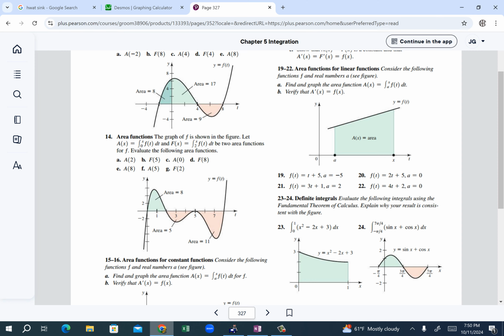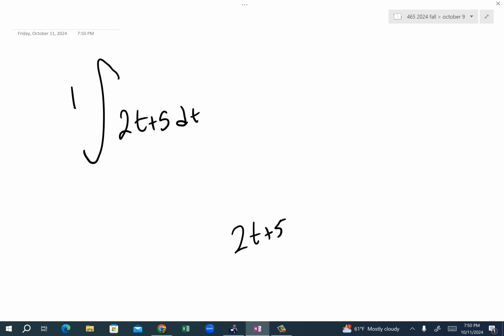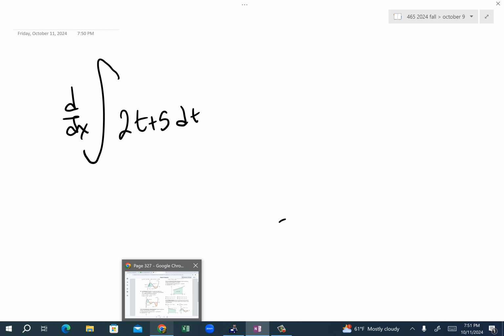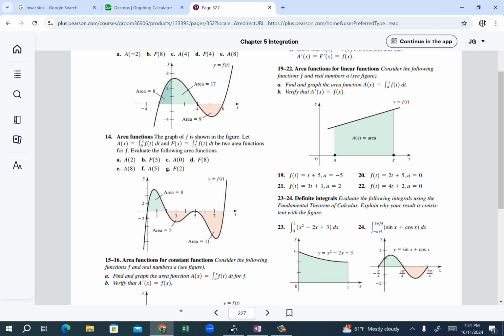All right, so here's a problem that's right there in your textbook. We're going to look at number 20 here, just for fun. So, we have 2t plus 5 dt, this is d dx, and we're integrating from 0 to x. So first thing we do is find and graph the area function. Let's go ahead and do that real quick.